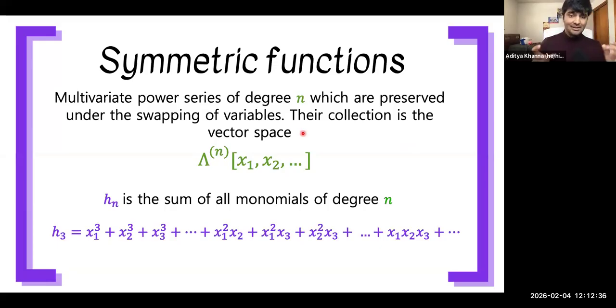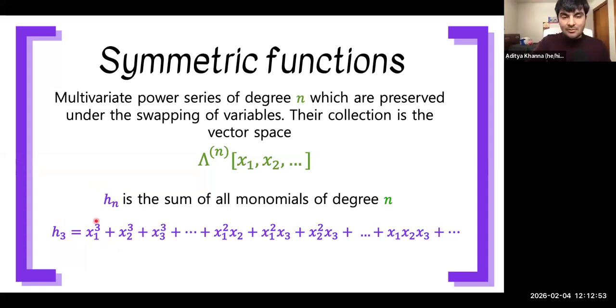So let's consider an example of symmetric functions. We call them h subscript n, h_n. This is the sum of all monomials of degree n. How do you construct it? Well, h3, how do you construct monomials of degree 3?